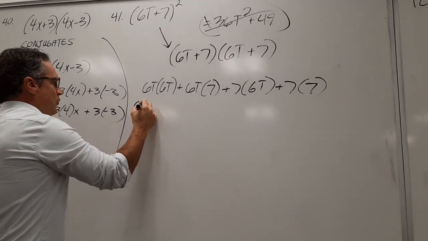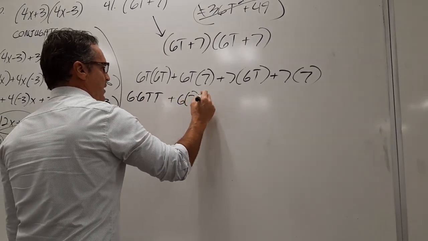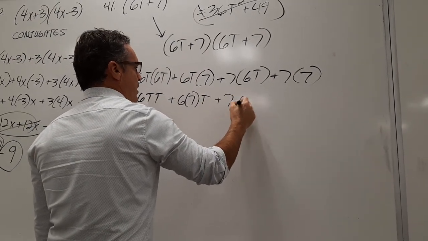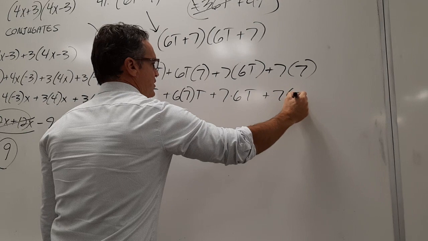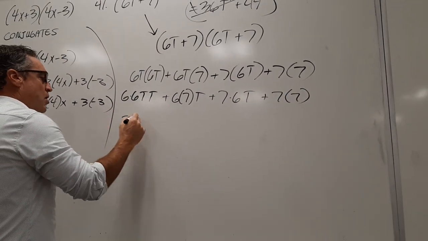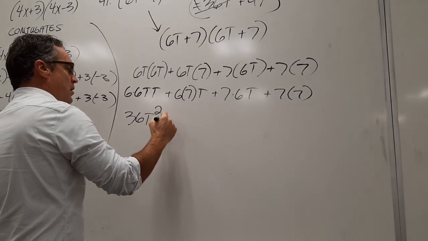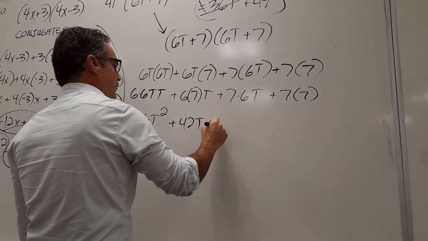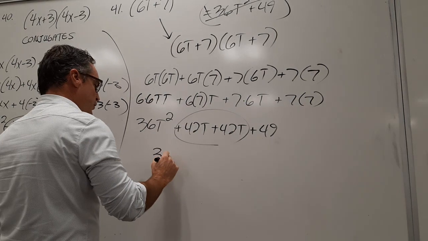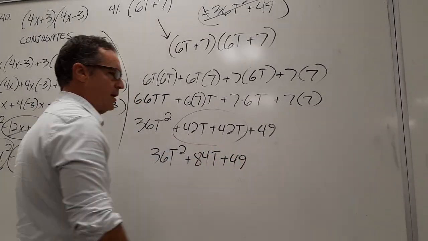You definitely don't have to write 6 times 6 and t, and you don't have to write 6 and 7 and t. You could just do this in your head, and 7 times 6 and t, and plus 7 times 7. But I'm putting the numbers with the numbers and the variables with the variables to emphasize our mono times mono principles. 36t squared plus 42t plus 42t plus 49. These combine. 36t squared plus 84t plus 49, and we are done.